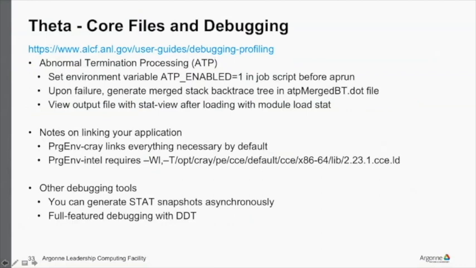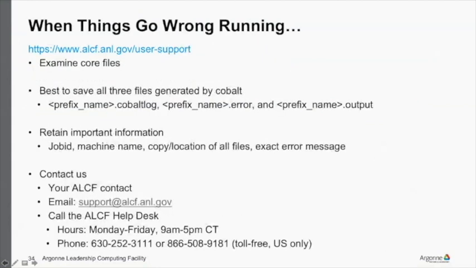On Theta, there are core files, which are our friend when we're having to debug issues. Core files can be enabled on Theta. You can also use ATP, abnormal termination processing, if you'd like. If you're using the Cray compiler, everything is linked by default. If you're using the Intel compiler, you do need to add an additional library to your link line. And there are other debugging tools, some of which, for example DDT, will be discussed at the workshop. You can use STAT or full feature DDT.